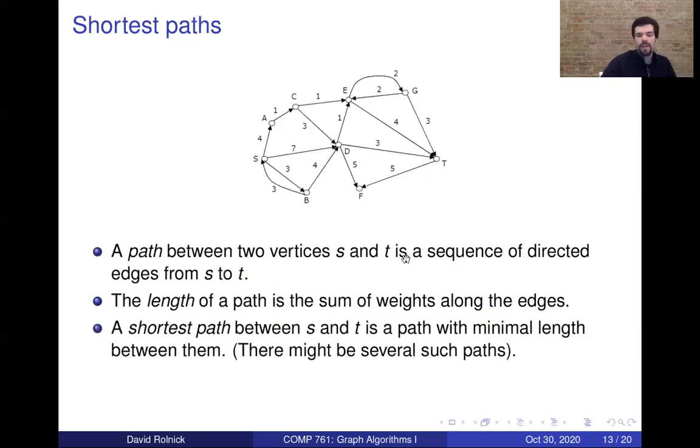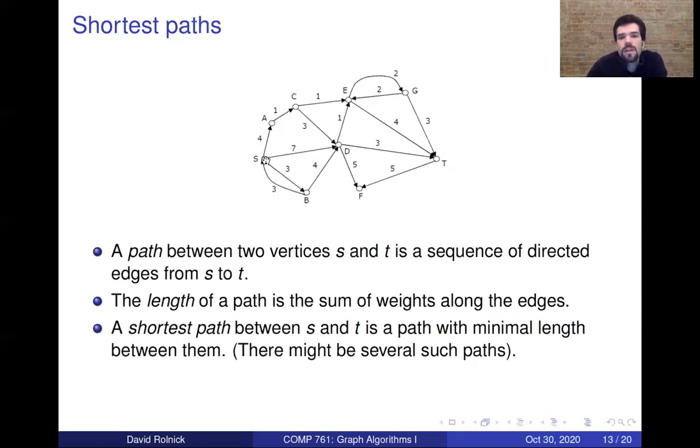The shortest path, or a shortest path, because there might be several, is a path from S to T that has the minimal length. There might be several such paths, and if you're working with positive weights, there is at least one such path.